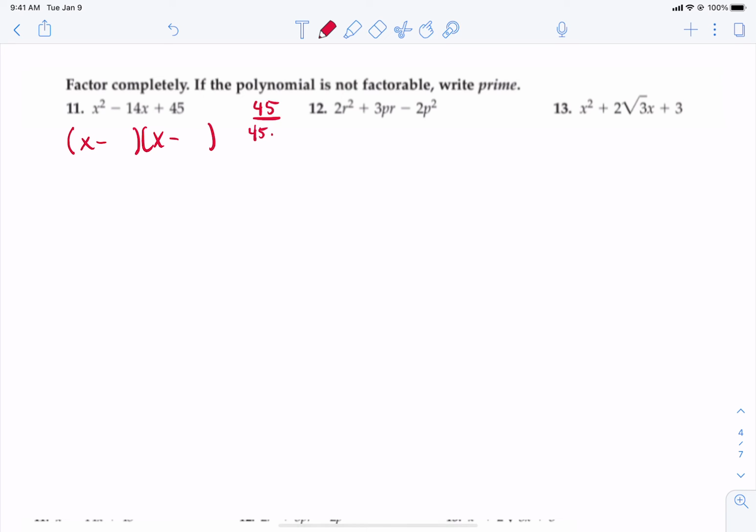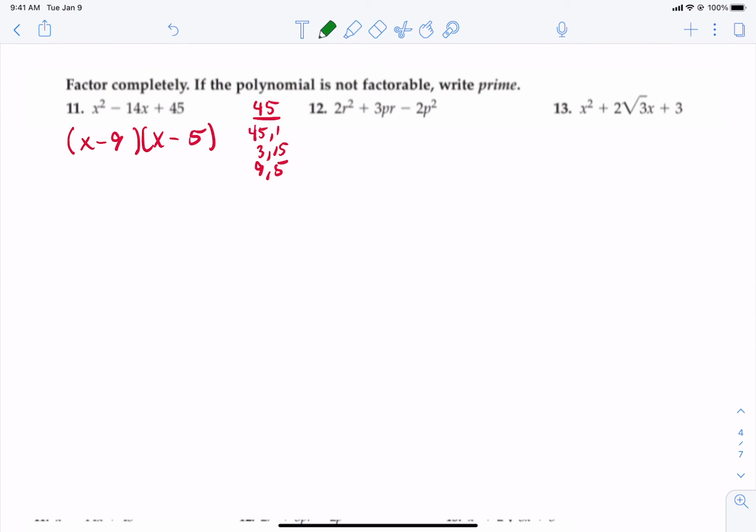45 and 1, 3 and 15. Well, the one we're looking for actually is 9 and 5. 9 times 5 is 45, but adds up to 14. Now you should always check to see if there was a common multiple we could have removed initially. There wasn't. You should also look to see, are these quantities factorable any further? If it is not, we're done. So there's number 11.